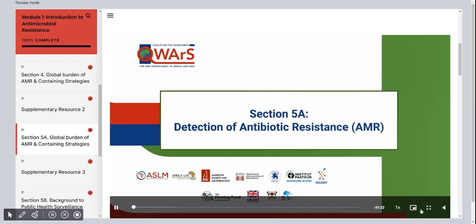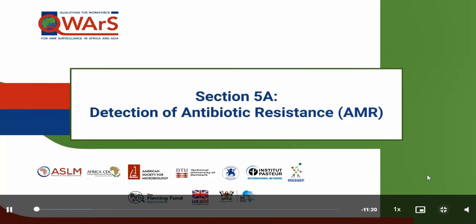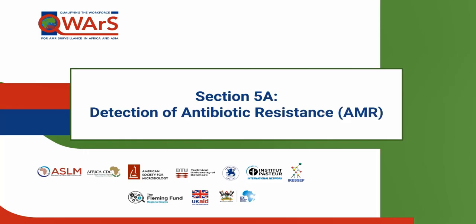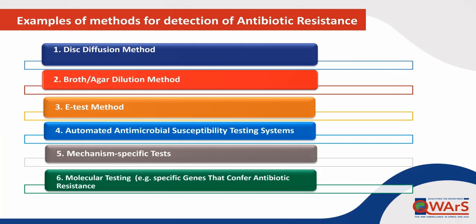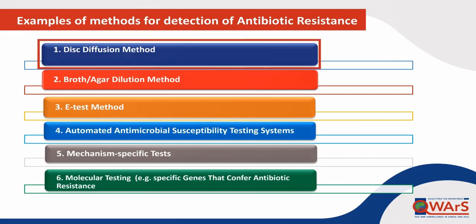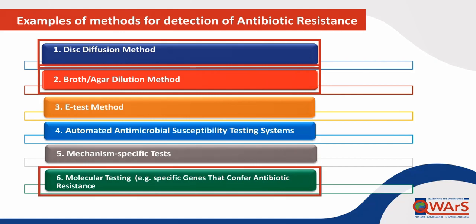Welcome to Section 5. In this section, we will see the methods for detection of antibiotic resistance with special focus on disk diffusion antibiotic sensitivity testing method. This slide lists 6 methods for detection of antibiotic resistance. In this section, we highlight 3 methods: disk diffusion, broth or agar dilution, molecular testing. We will start with describing the disk diffusion AST method.